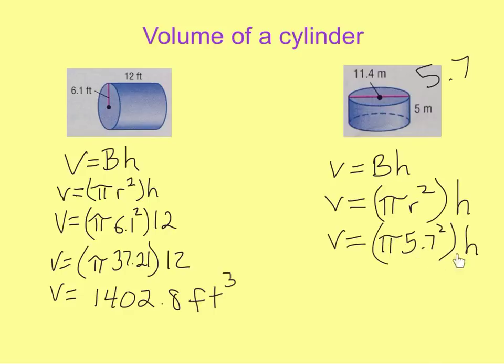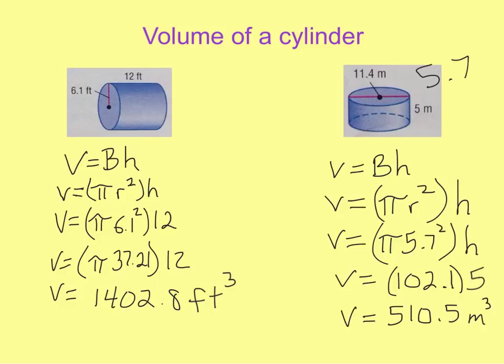Now I plug those numbers in here. The first thing I'm going to do is take 5.7 and square it on my calculator, and then I'll times it by pi. When I did that, I got 102.1. I actually rounded it to the nearest tenth place. And then I have to times it by the height, and the height I can see here is 5. So I'll place that 5 in here and multiply that. And my final answer is 510.5, or 510 1/2 cubic meters.